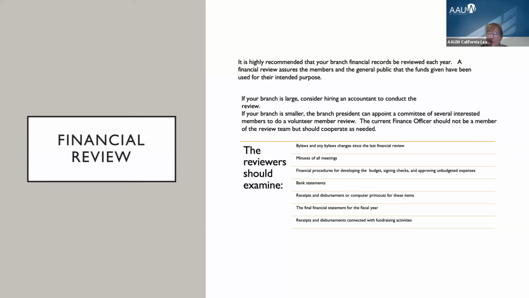What is your process for signing checks and approving unbudgeted expenses? Look at bank statements. Can the bank statements be reconciled easily to the financial transaction record? Look at the receipts and disbursements for any expense that went out, and check that it is a supported check disbursement. Then look at the final financial statement of the fiscal year, and look at the fundraising activities and the receipts and how that works.